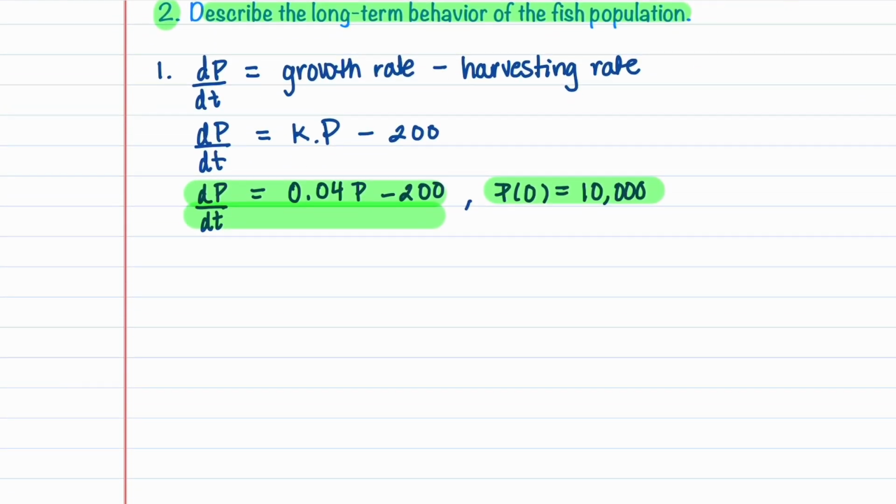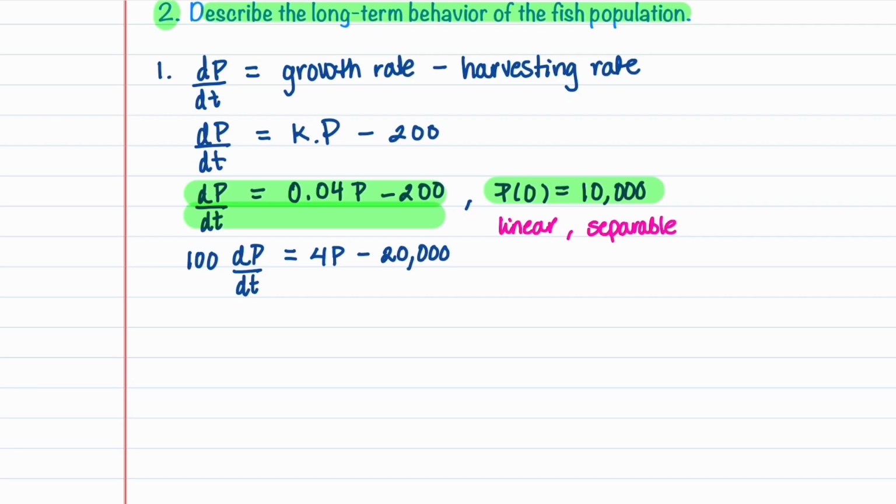Now what we need to do is solve this differential equation. This differential equation can actually be solved two ways. This is a linear ordinary differential equation, and it's also a separable ordinary differential equation. I am going to solve it as a separable differential equation. Before we go ahead and separate the variables, I want to multiply by 100 just to get rid of that decimal. So let's say that this is 100 dP/dt is equal to 4P minus 20,000.